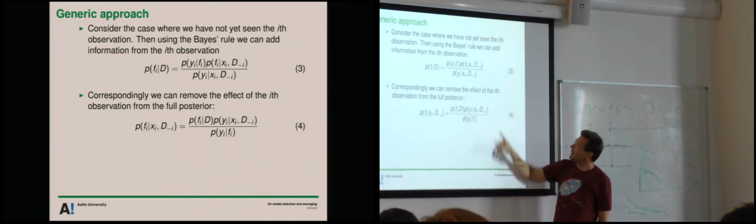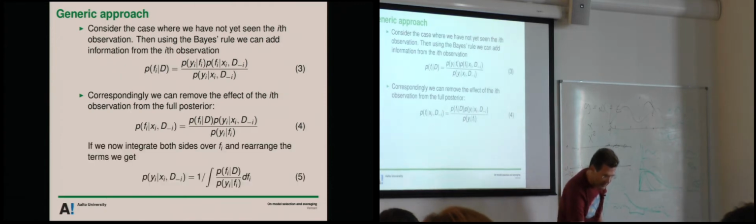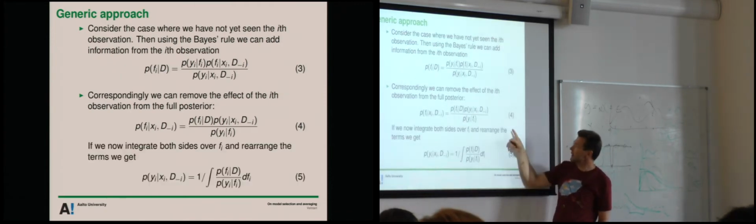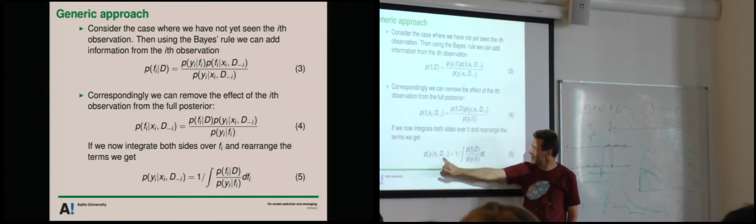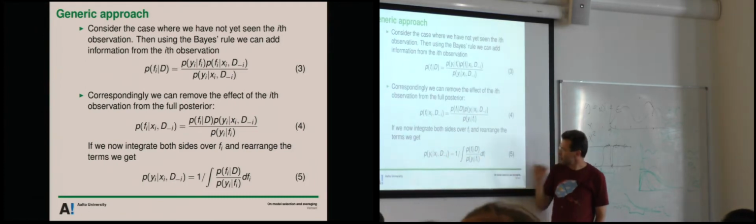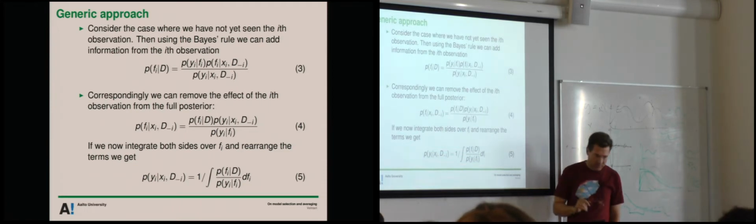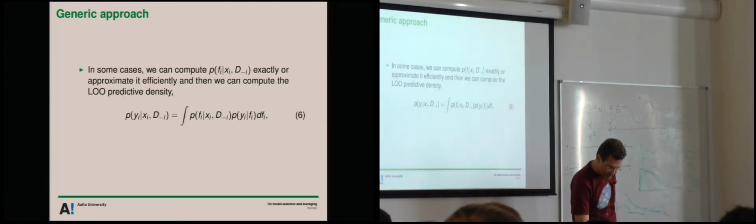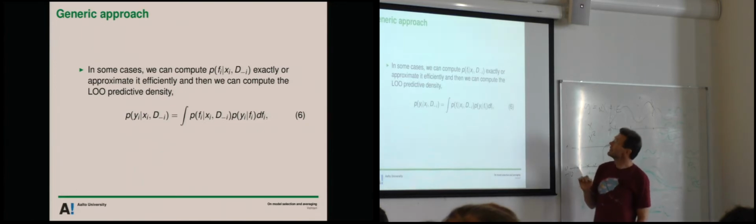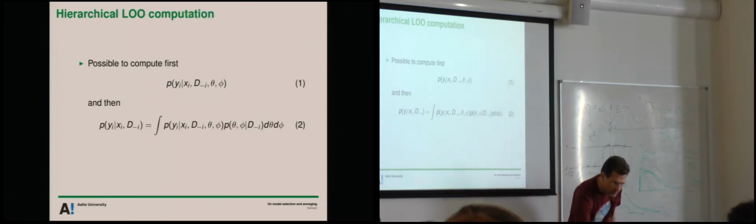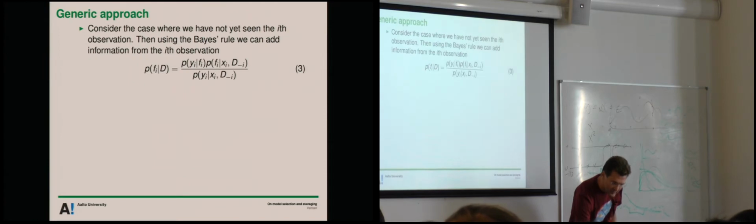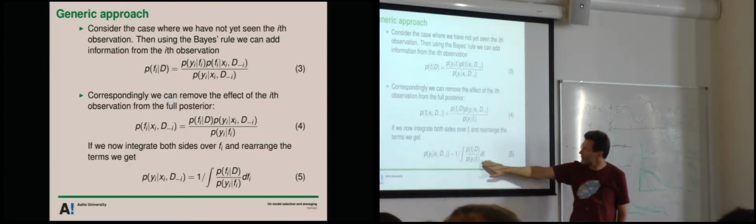And then if we now integrate both sides over f_i, rearrange the terms, we get this leave-one-out prediction given the data, and this one. And now in some cases it turns out that we can compute this, so in some cases we can compute this exactly.